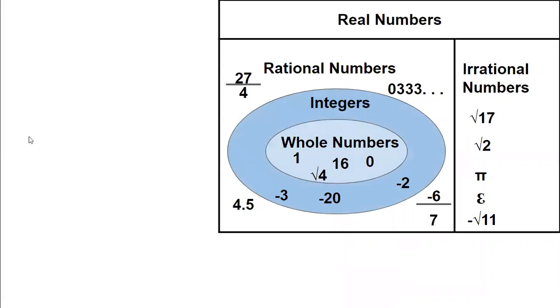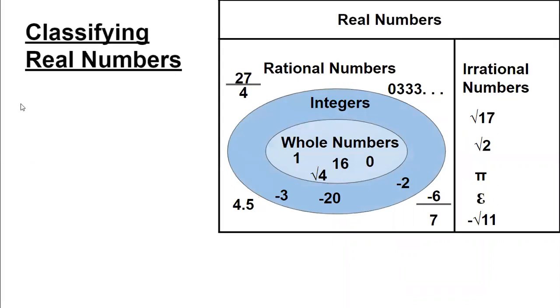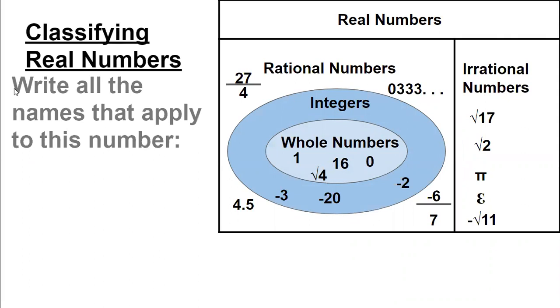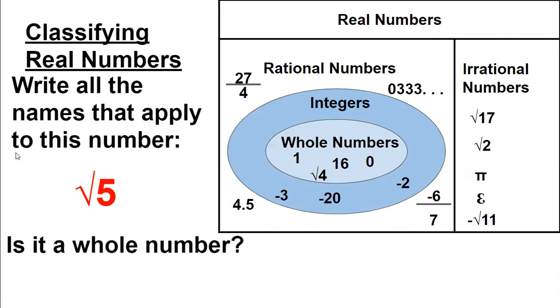classify some numbers now. Okay, we're going to classify real numbers. We're going to write all the names that apply to this number, square root of 5. What are all the names that apply to this number? So we're going to ask our questions. Is it a whole number? Is square root of 5 a whole number? Well, absolutely not, right? Square root of 5, there's no number you can multiply by itself to give you square root of 5 or to give you exactly 5. So no, it is not a whole number.